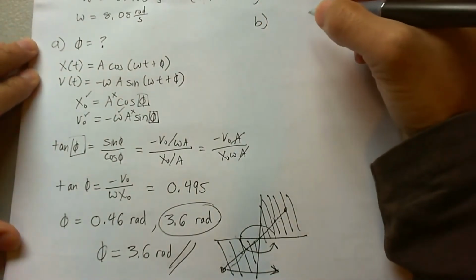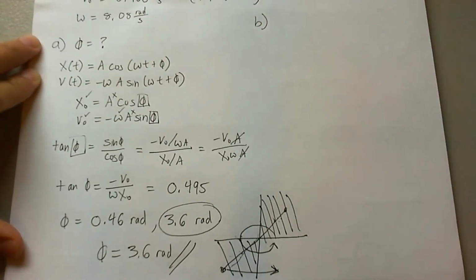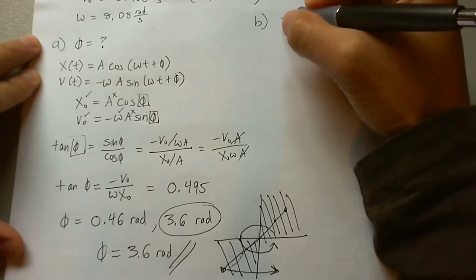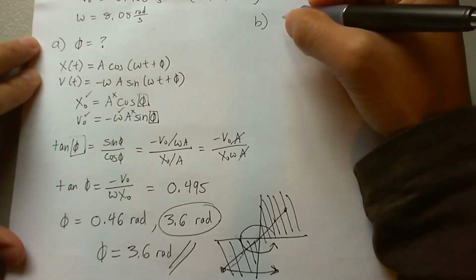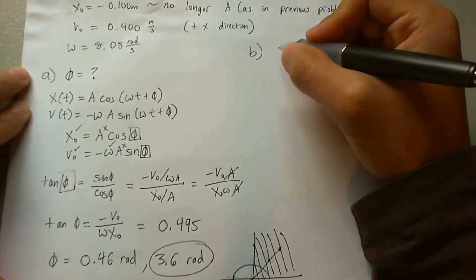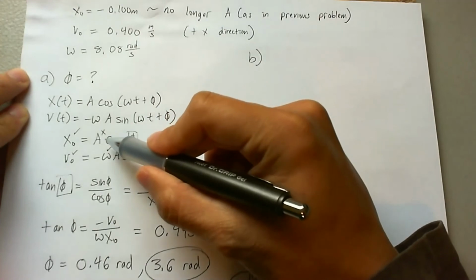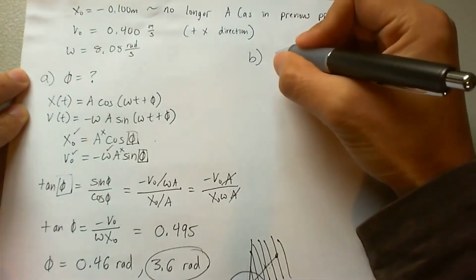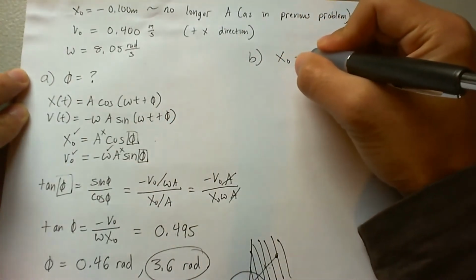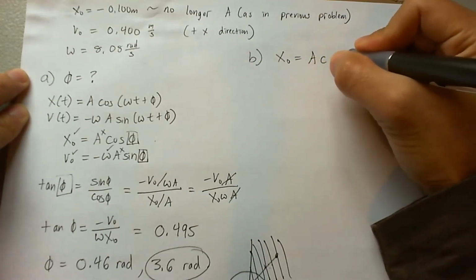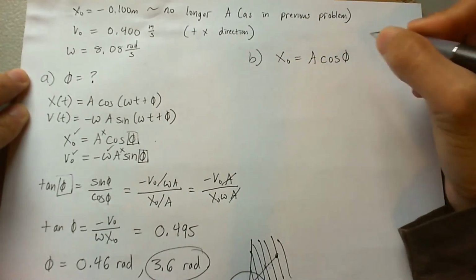Now let's go ahead and look at B and C, which should not be as difficult. So for B, we want to know what A is. There's many ways of doing it, but I think the easiest way is by just using the initial condition equation again and then finding A properly. Let's go ahead and use x naught since that's easier. It's equal to A cosine of phi.